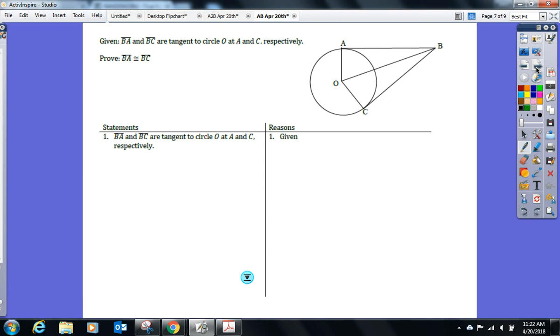Try to get as many congruent parts as you can. I'll give you about 2.5 minutes. Even if you know it's true, write it down, and if you don't know the reason, that's fine. Leave it blank.